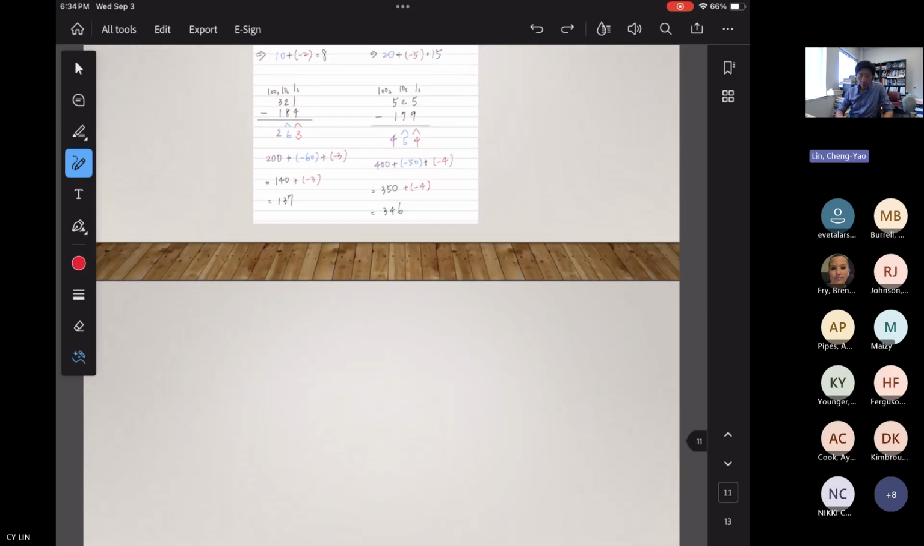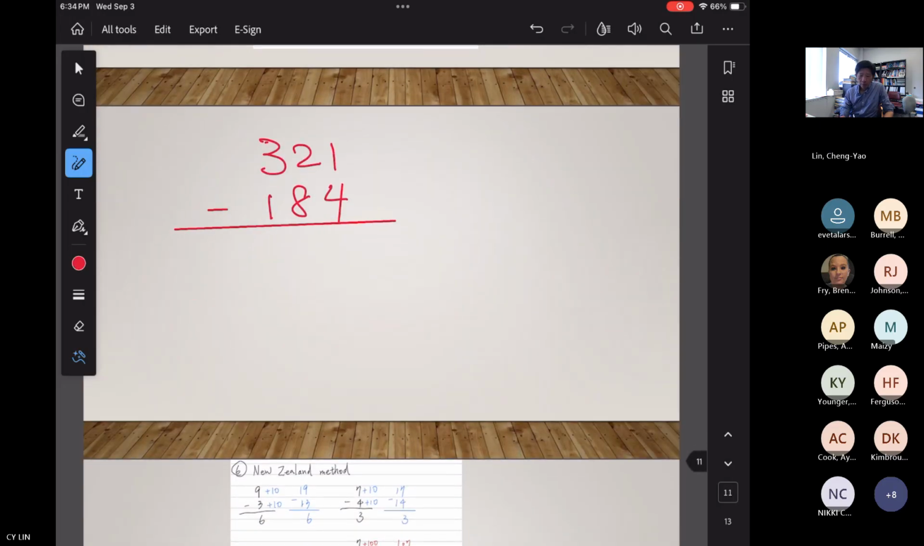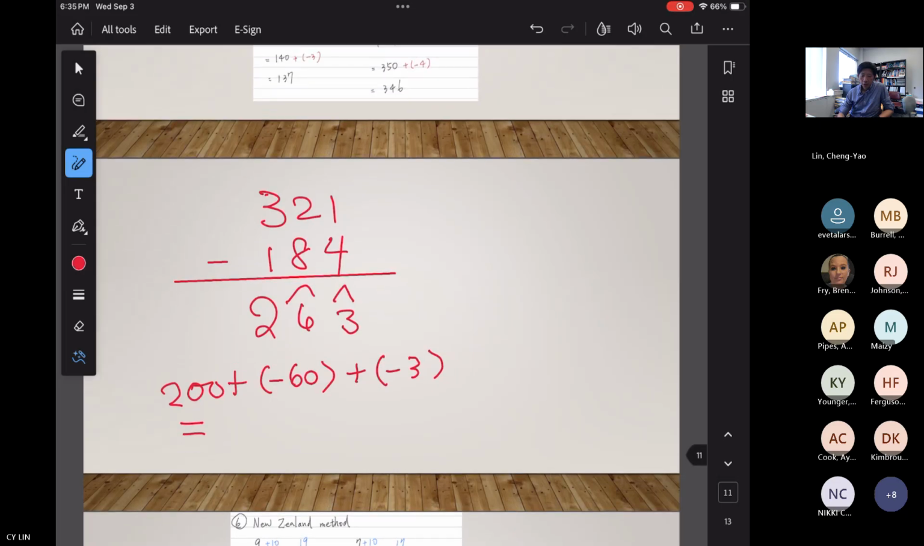Okay. Can we do another problem for a 3-digit number? 321 minus 184. How about this? I do one problem, you do one, okay? 1 minus 4, not enough, cap 3. If not enough, put a cap right away. 2 minus 6, not enough, put a cap 6. Enough, that's 2. Is that right? Yes. So this means you have a 200 and you don't have enough 60 and you don't have enough 3, right? So you subtract 60, you got a 140. And you take 140, subtract 3, then the answer is 137. Are you with me for this?